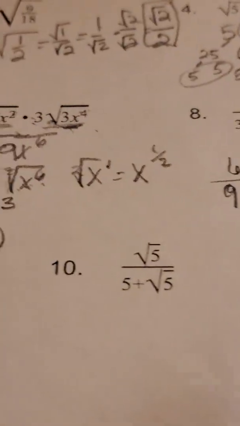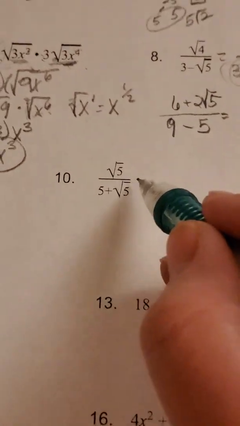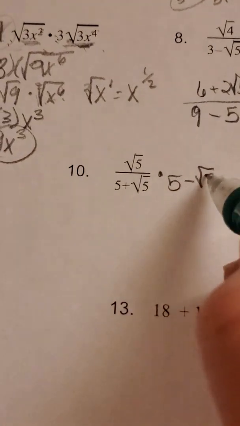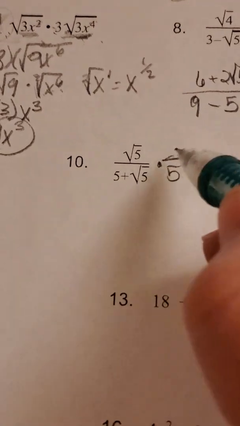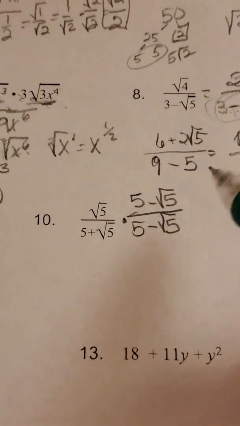Over here, we're going to do some more conjugate work. We're going to multiply this by 5 minus the square root of 5. And if we do that to the bottom, we have to do it to the top. So 5 minus the square root of 5.